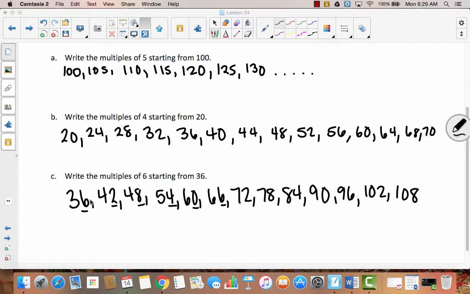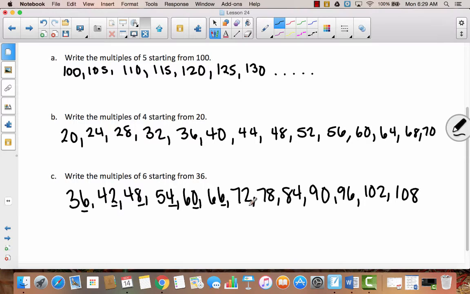Let's see. Examine the ones place with me for a minute. Let's look at what's happening in the ones. So we have 6, 2, 8, 4, 0. 6, 2, 8, 4, 0. 6, 2, 8. Keep going. Does that pattern continue all the way through? How far did you get? Did you get to 200? Good. So all of these are multiples. When you're counting by a number, you are saying the multiples of that number.